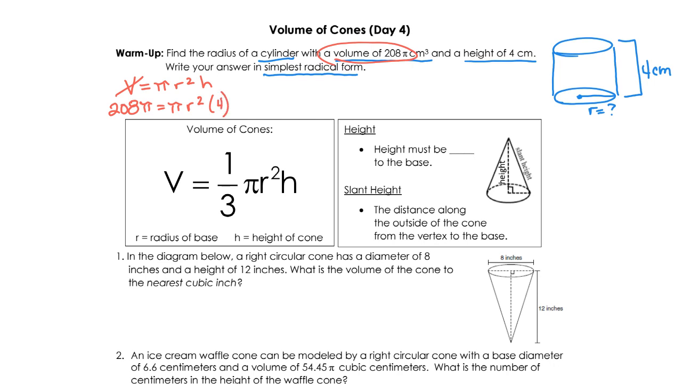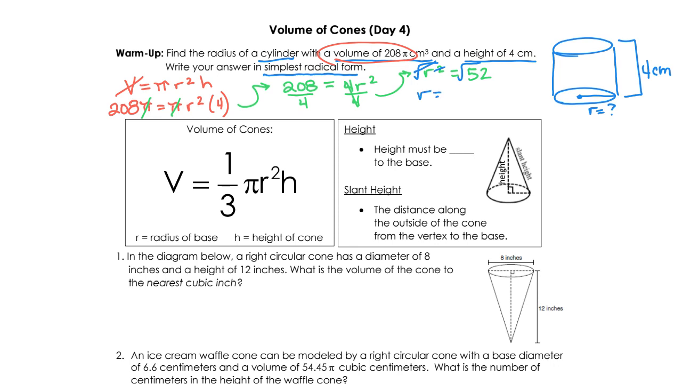The other day when we learned cylinder, we realized that if there's a pi on the left side and a pi on the right side of the equal sign, they're actually going to cancel. Then we're going to rewrite it to see what we have left. So we have 208 on the left-hand side equal to r squared times 4 on the right-hand side, which is really 4r squared. We're going to divide by 4 to get r squared by itself. And 208 divided by 4 is 52. We're going to square root so that we can get r by itself.